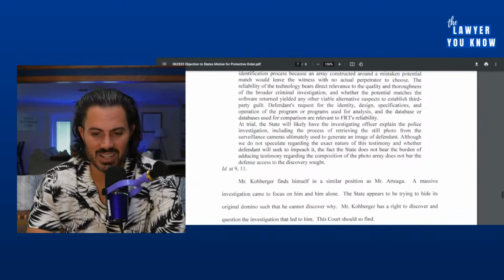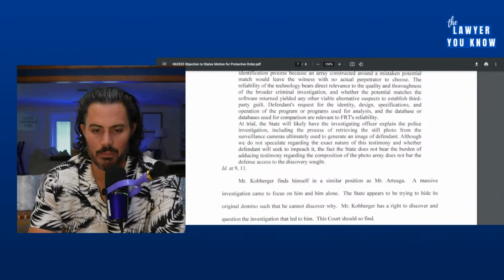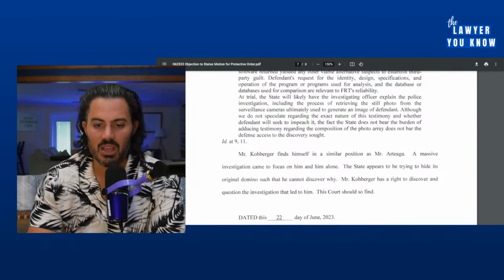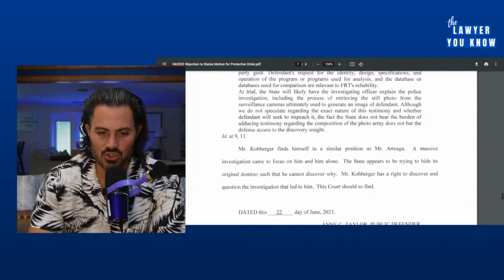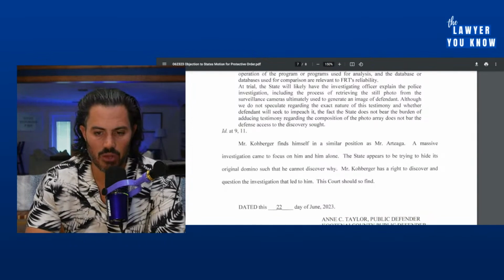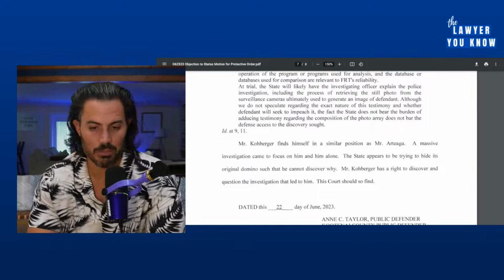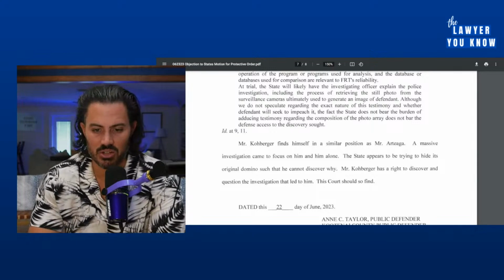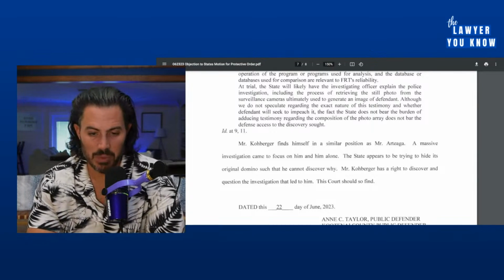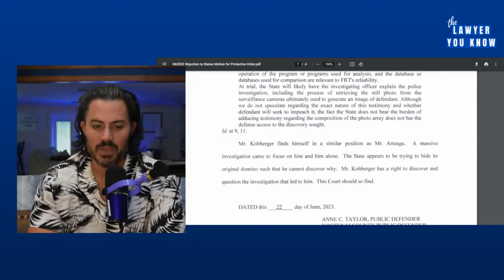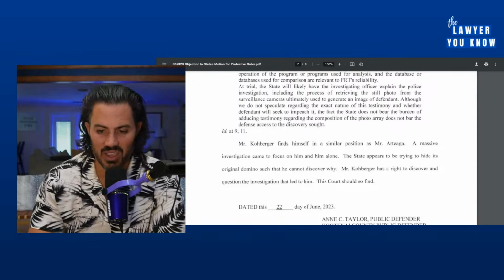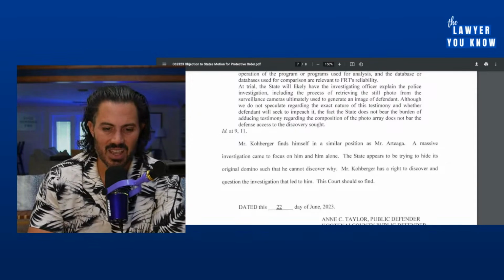Defendant's request for the identity, design, specifications, and operation of the program or programs used for analysis and the database or databases used for comparison are relevant to FRT's reliability. At trial, the state will likely have their investigating officer explain the police investigation, including the process of retrieving the still photo from the surveillance camera ultimately used to generate an image of the defendant. Although we do not speculate regarding the exact nature of the testimony and whether the defendant will seek to impeach it, the fact that the state does not bear the burden of adducing testimony regarding the comparison of the photo array does not bar the defense access to the discovery sought.